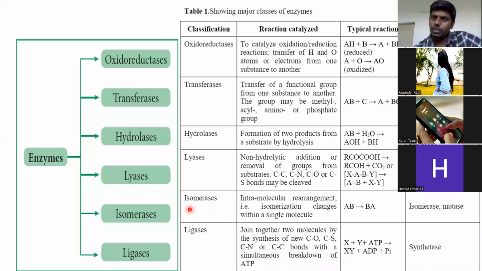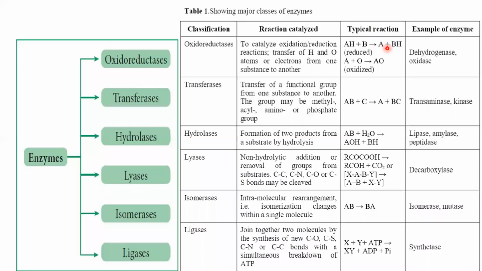So coming to the classification, as I stated, we have oxidoreductases. Either they will oxidize the substrate or they will reduce it by removing hydrogen from the substrate. So this is how oxidoreductases work. The best examples of oxidoreductase enzymes are dehydrogenases and oxidases. They participate in oxidoreductase reactions, where they will transfer either oxygen to the substrate, or they will transfer hydrogen. They will remove oxygen from the substrate. So these are called oxidoreductase enzymes.